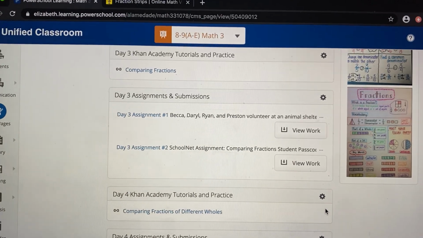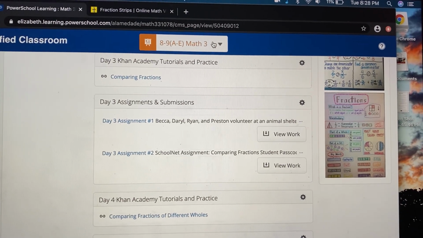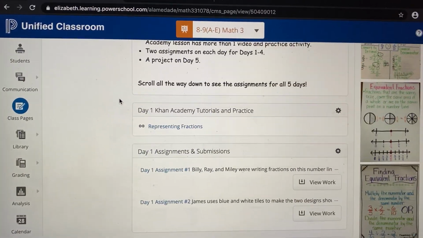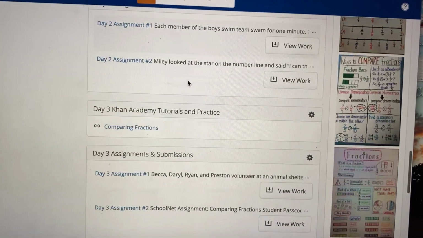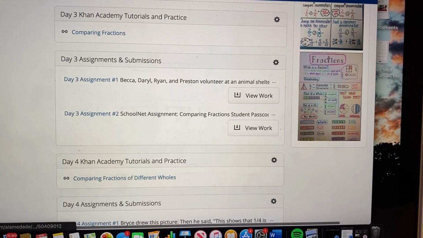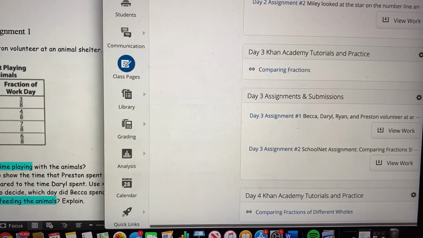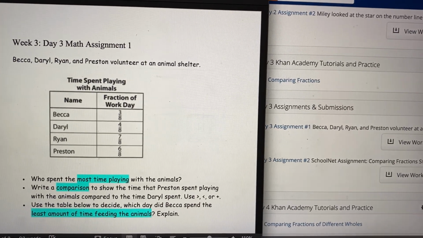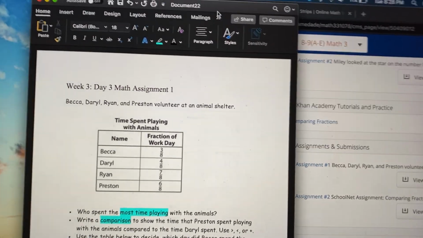Okay, today we are going to do math. So remember to always click up here, make sure you're on Math 3, class pages, and we are on week 3. Okay? Up here. So scroll down to day 3, assignment 1. I have it on a separate sheet of paper, on a separate document, of course, remember. So here it is. I suggest you take out a piece of paper and write down some notes that I have for you guys.